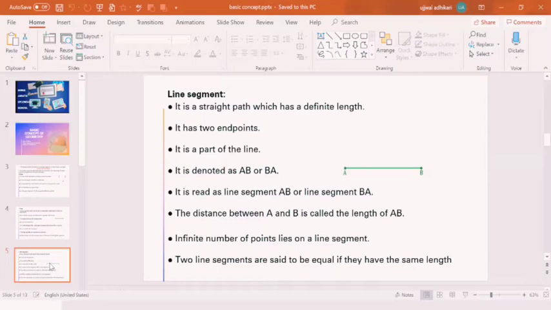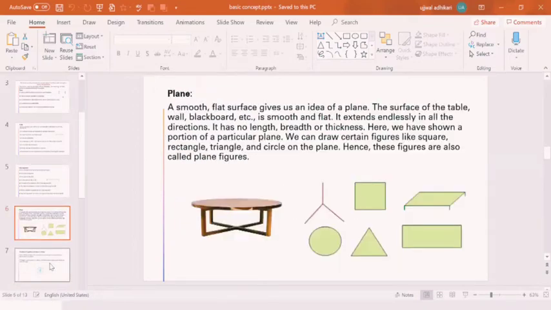Okay, I hope students, you have become clear on the concept of point, line, and line segment. Next one, plane. Before discussing the plane, we must clear the concept of the plane in the general sense. Right now, in front of you, you have the mobile in your hand. Observe the surface of the mobile, the screen of the mobile. Is it plane or not?